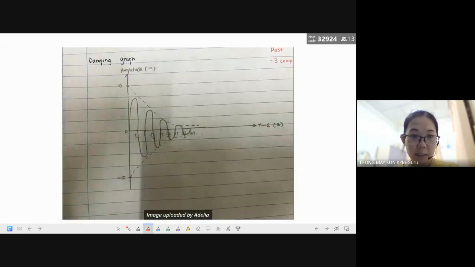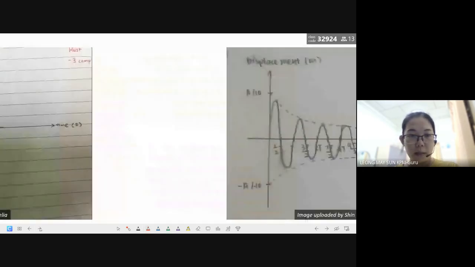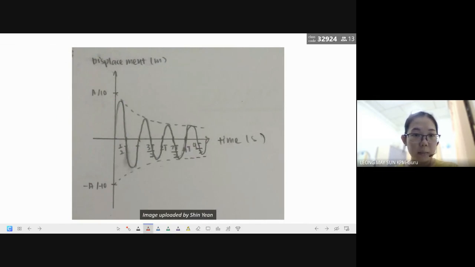All right, so we have Adelia's graph. Amplitude, again, change to displacement. Okay, 10, 0, negative 10. Amplitude decreasing. Okay, good. All right, let's go next. We have Xinyan's graph. Displacement, okay. Xinyan, please put a 0 here. Amplitude-wise, Xinyan, for your graph, it is better that you curve down some more, because this part looks like it's almost the same amplitude. All right, Xinyan. Okay, let's go to the next.